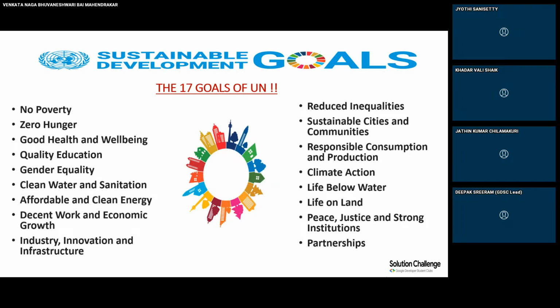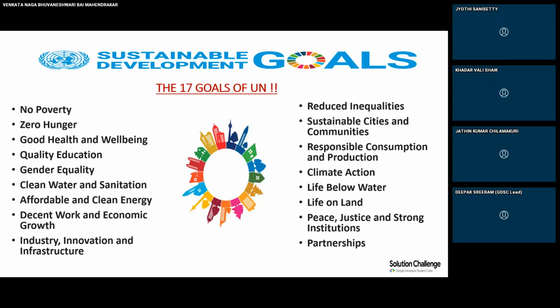And coming to industry, innovation and infrastructure, the United Nations has considered this as a problem statement because industries are the main part of a country's growth and even the world's growth. Working on this makes a huge difference in industrial areas, and that is the reason why it is considered in the 17 goals of the United Nations. Coming to this side, it is reduced inequalities. Whatever the gender, whatever the caste of the person, there should be no inequality. This statement talks about inequality and works on reducing it.